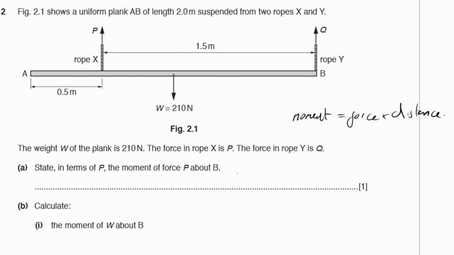Specifically perpendicular distance to the pivot. But moment equals force times distance, so what do we have? We want to find the moment of force P about B. Well, force P, the magnitude of it, is P, and the distance is 1.5 meters from B. So here we are, force P, the distance between here and here is 1.5 meters.